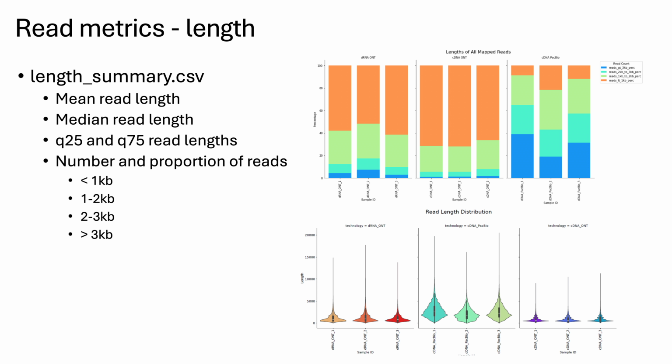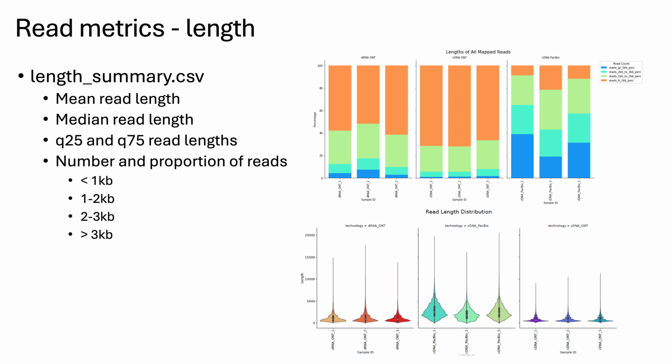Another important QC metric is read length. SQANTI-reads summarizes this in the file length_summary.csv. This file reports the mean and median read length, the 25th and 75th percentiles, and the number and proportion of reads falling into bins like less than 1 kb, 1 to 2 kb, 2 to 3 kb, and greater than 3 kb. On the top plot here, we see stacked bars showing the proportion of reads in each length bin.